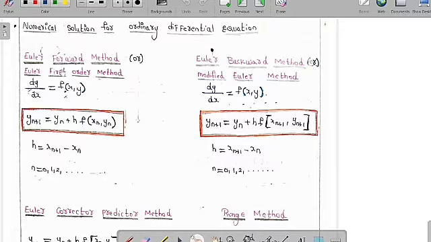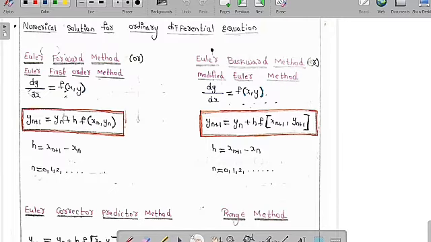The first method we are going to discuss is called the Euler forward method, or the Euler first order method. Listen carefully. Suppose the general format is dy by dx is equal to f of x comma y. Then y of n plus 1 is equal to yn plus h into f of xn comma yn. Here h is the difference xn plus 1 minus xn, where n goes from 0, 1, 2 and on up to infinity.